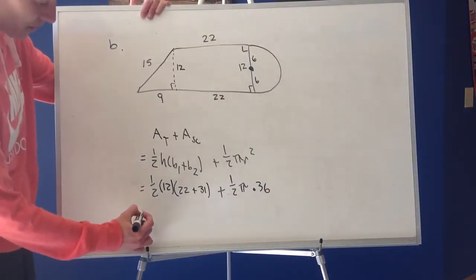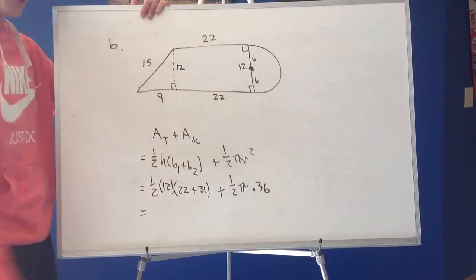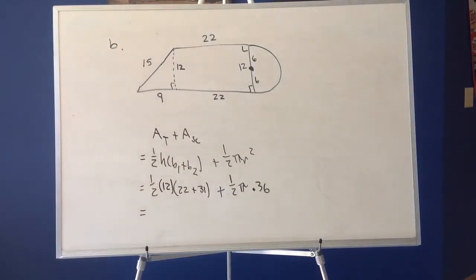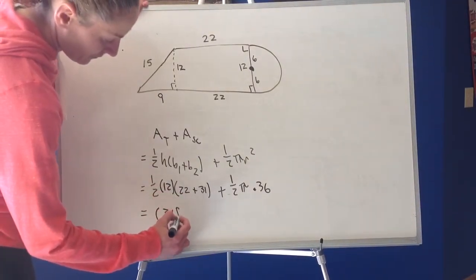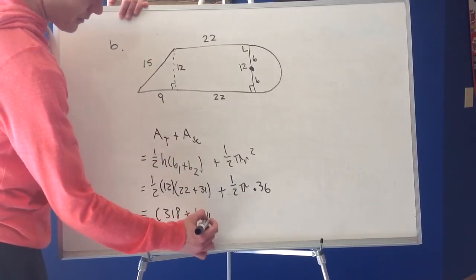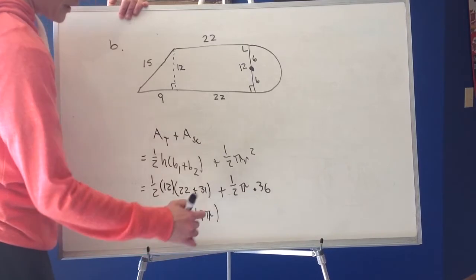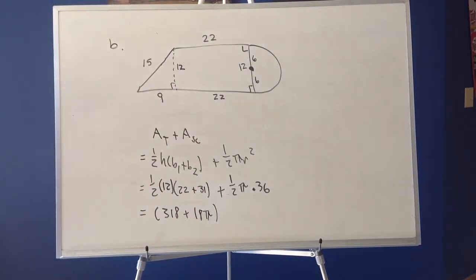Then it's a matter of simplifying it. Do not combine pi stuff with regular stuff. So you would just put the first part in the calculator and get 318. Half of 36 is 18 pi. Again, do not put those together. Do not put those in the calculator. Keep them separate from each other with the pi.